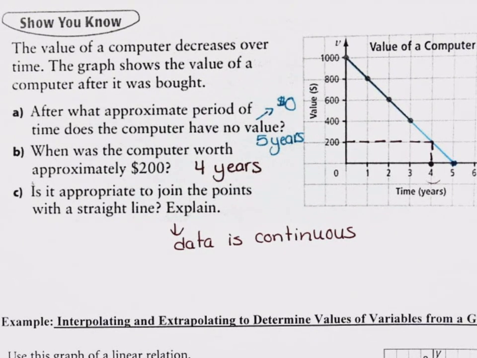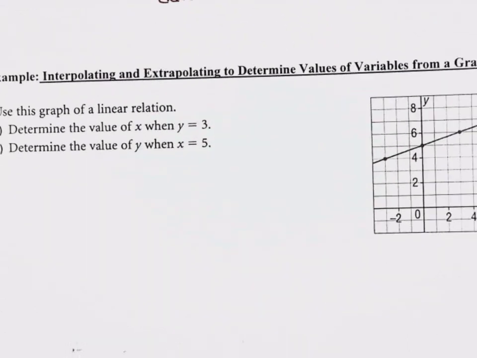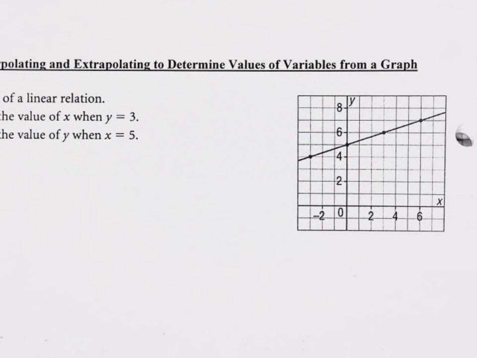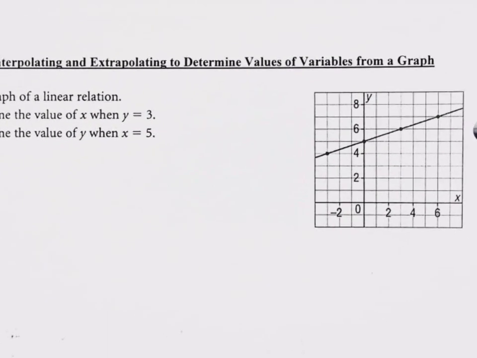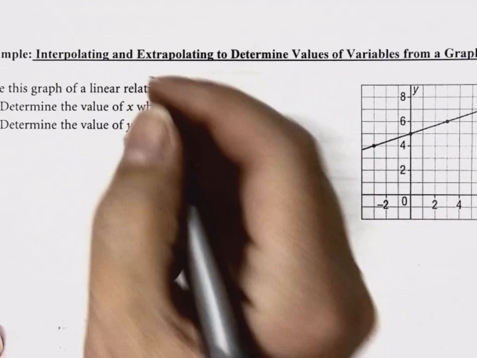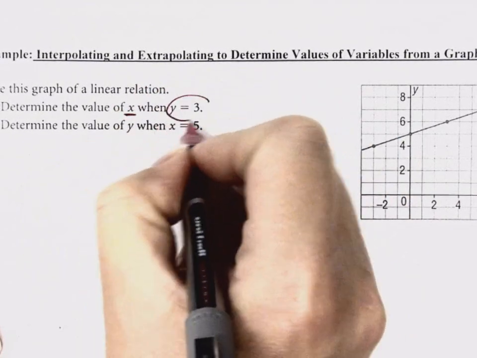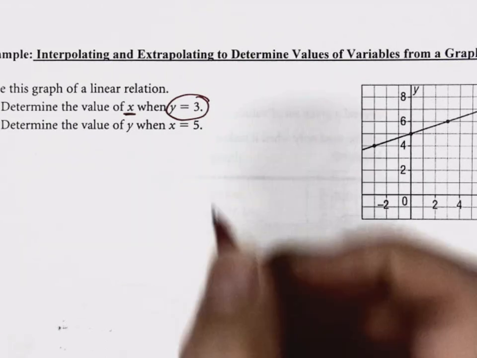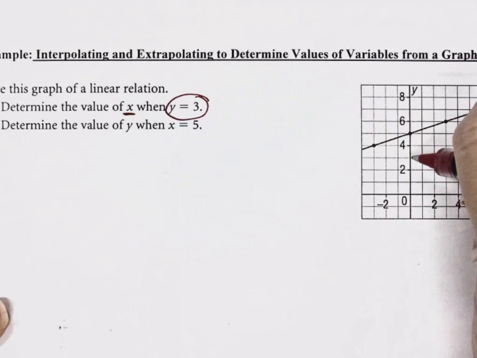All right, so those were all situations, those were all things that made sense. We talked about money, we talked about time, we talked about altitude. Now we're going to talk about a graph that doesn't have any context. We don't know if it's money or time or tickets or puppy dogs. We know nothing about it. We just have a graph here. So it says determine the value of x when y is equal to 3. So y being 3, we're looking at the vertical axis. So we're going to go to the vertical axis and we're going to go to 3.